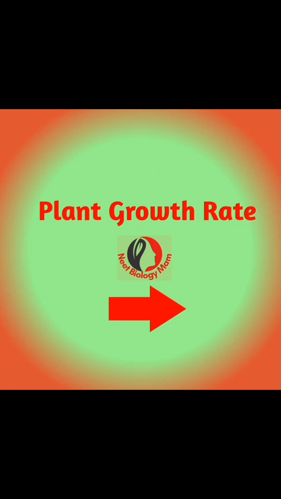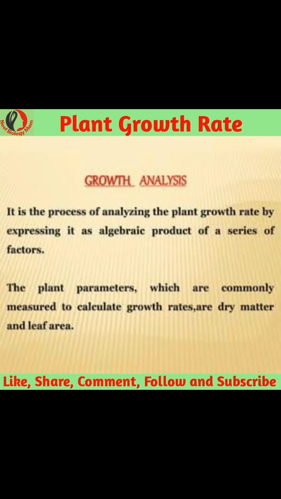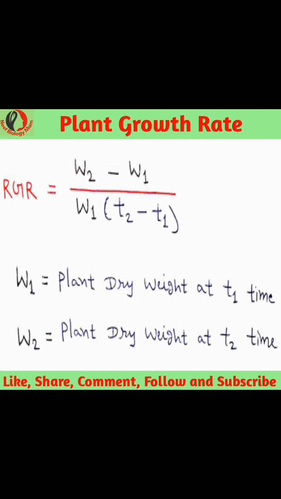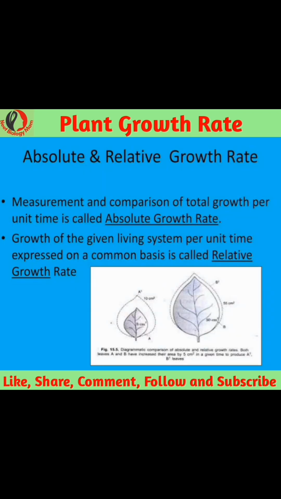Growth rates. The number of cells in organisms increases in a number of ways. The increased growth per unit time is termed the growth rate. This can be expressed mathematically. There are 2 types of growth rates: arithmetic and geometric. In arithmetic growth rate, out of the 2 daughter cells produced by the mitotic division of a cell, only one daughter cell continues to divide while the other differentiates and matures.